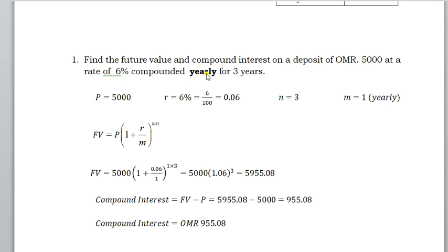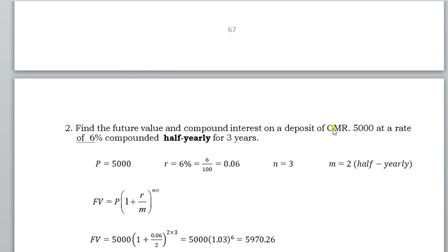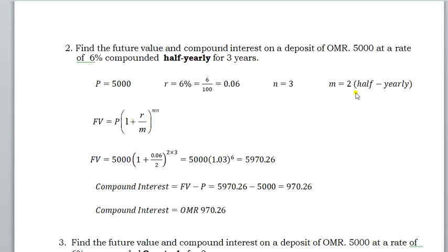Here it is yearly, so m equal to 1. In this question it is half yearly, so m equal to 2. Rest all same. P is 5000, R is 6%, which means 6 by 100 equal to 0.06, and n equal to 3. So this is our rule. FV equal to future value equal to P into (1 plus R by M) power M into N. So 5000 into (1 plus 0.06 by 2) power 2 into 3.